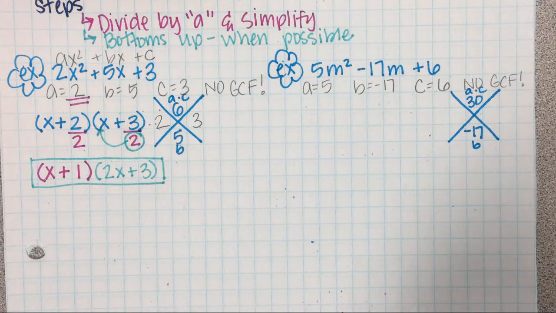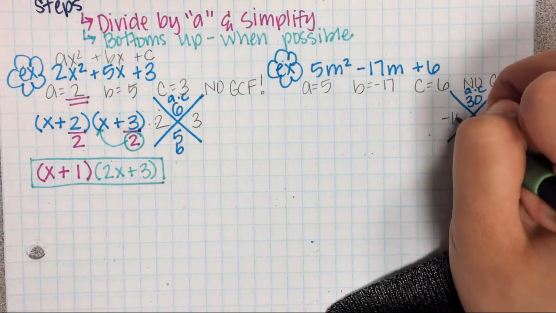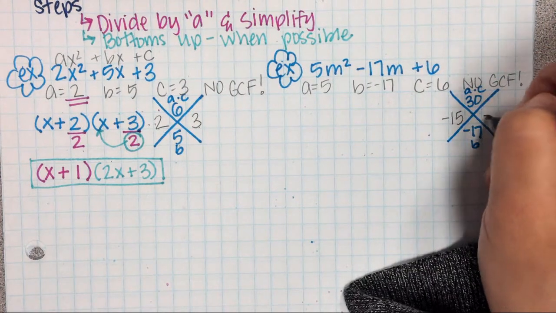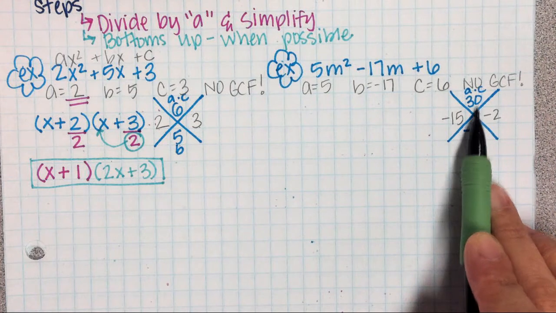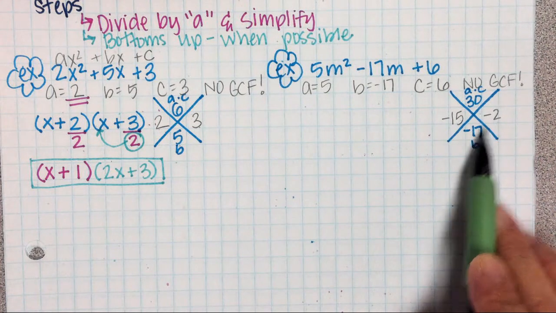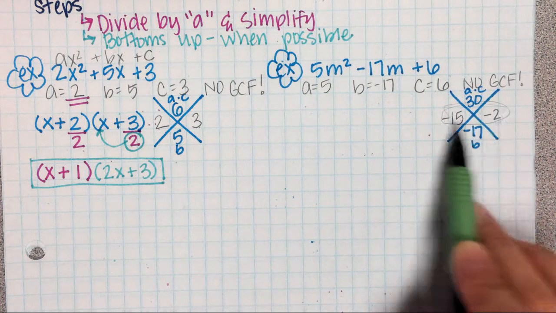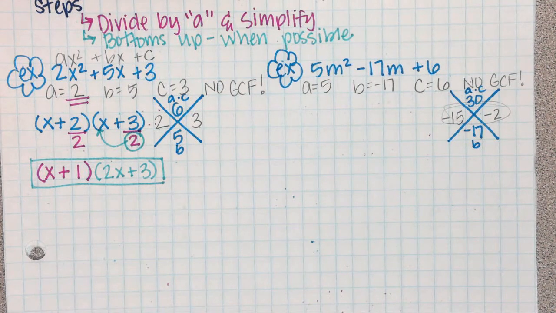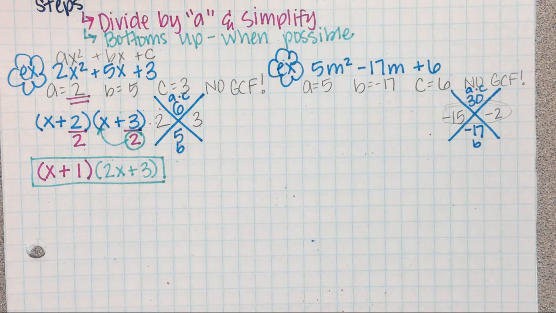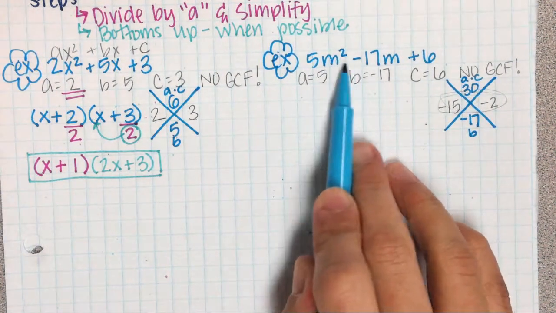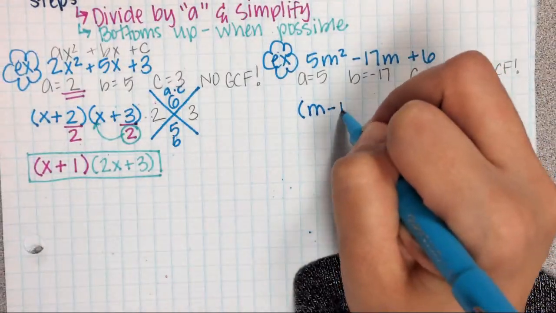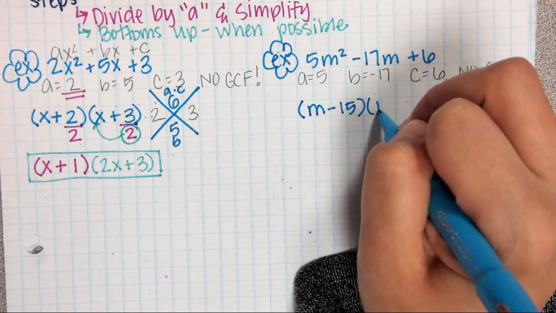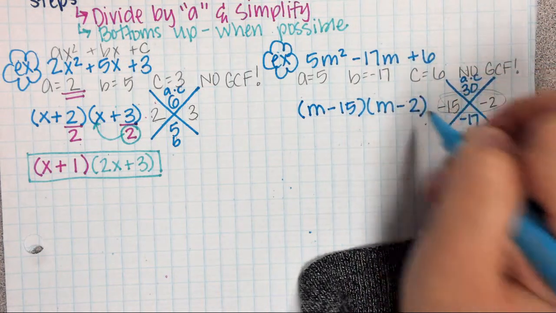Okay, I'm about to give you the magic numbers. Negative 15, negative 2. Negative 15 times negative 2 is 30. Negative 15 plus negative 2 is negative 17. These are my magic numbers. So I write out my factors. The variable here is m. So that's m minus 15, m minus 2.